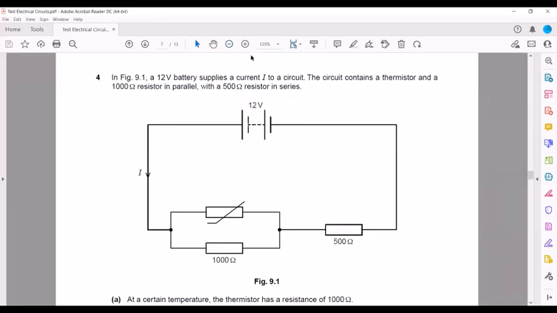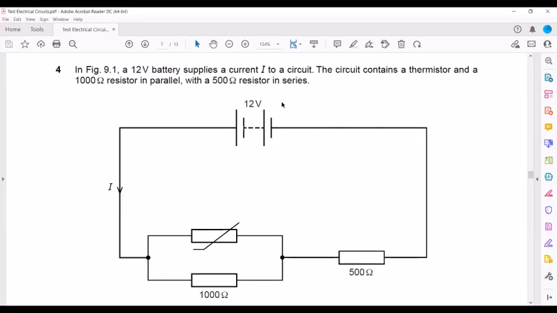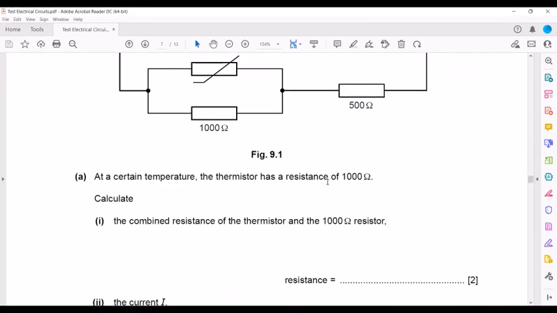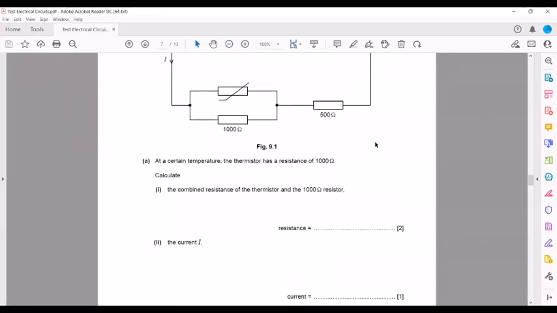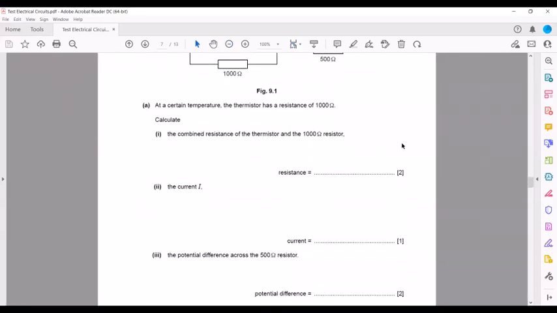In question 4, in figure 9.1, there is a 12-volt supply which gives a current I. The circuit contains a thermistor, and a 1000 ohm resistor in parallel, and there is a 500 ohm resistor in series. At a certain temperature, the resistance of the thermistor is 1000.